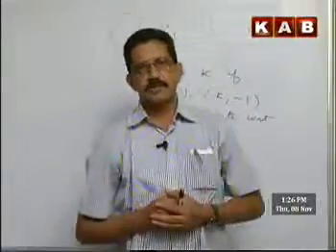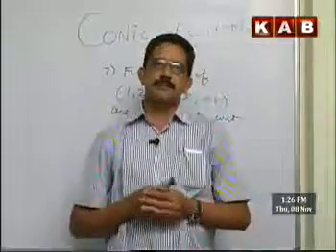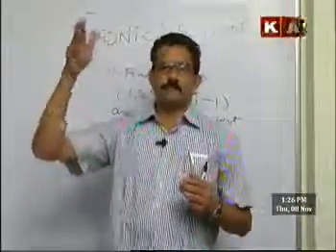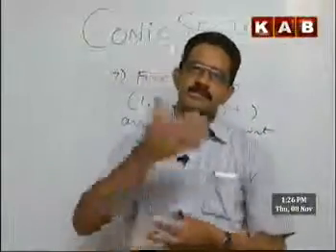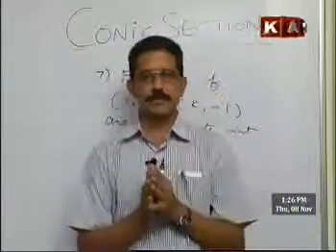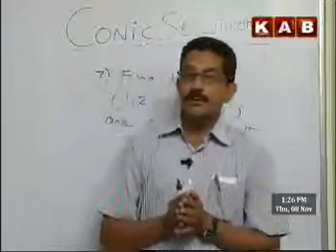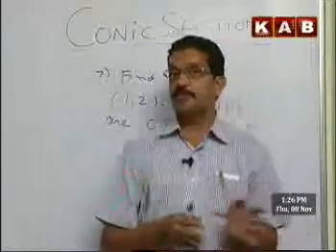What are conjugate points? Conjugate points means polar of first point passes through the second point, or the polar of second point passes through the first point. First understand conjugate points. The meaning of conjugate points is same for all the four curves.